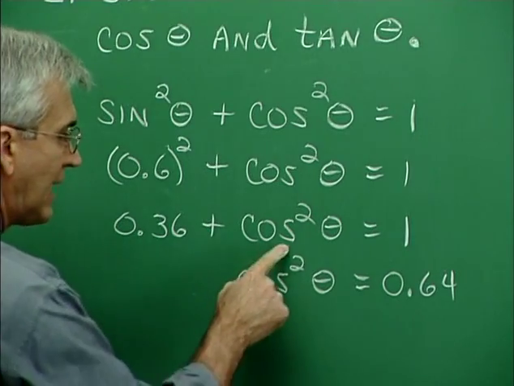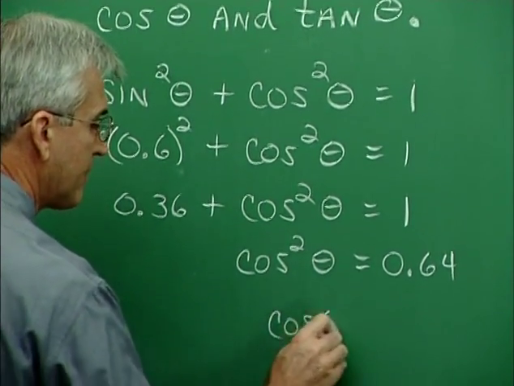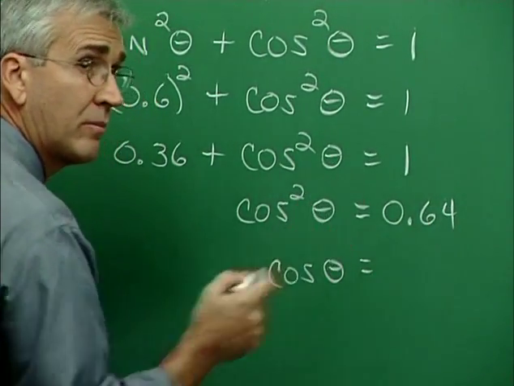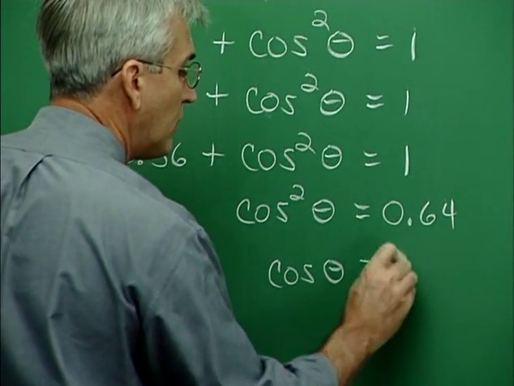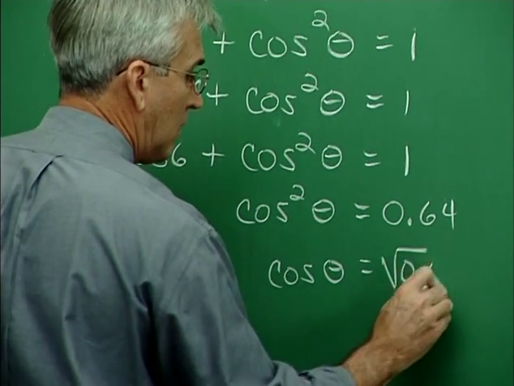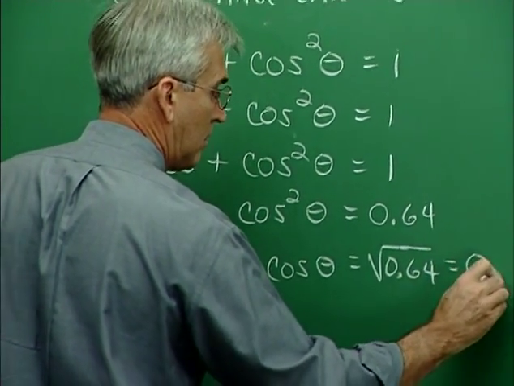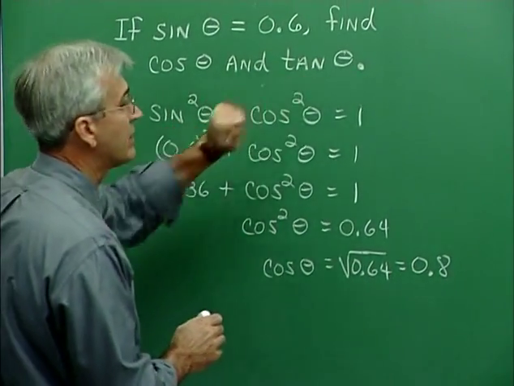And now if cosine squared theta is equal to this value, cosine theta is equal to plus or minus the square root of that value. We want the positive one of those two. So it's the square root of 64/100, or 0.8.